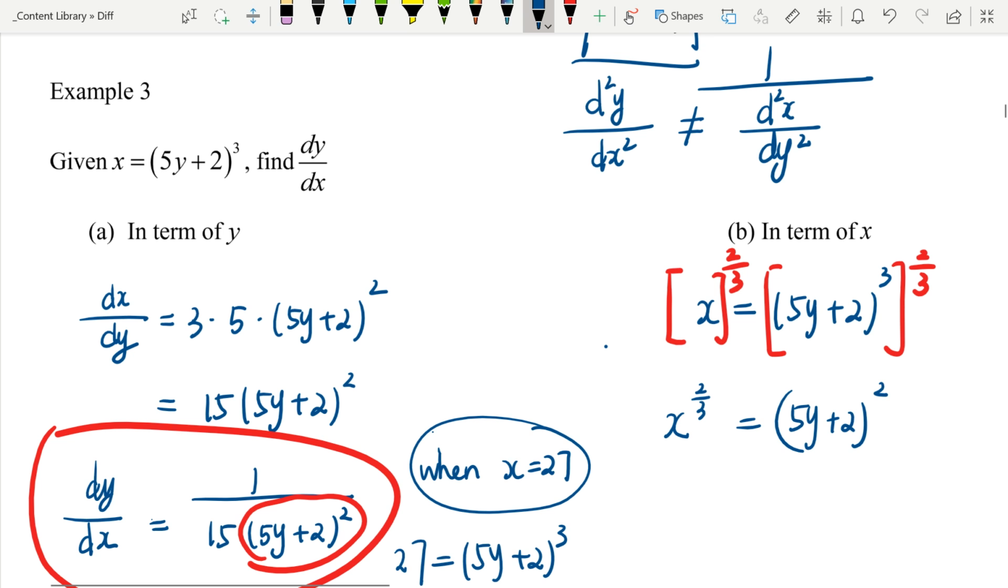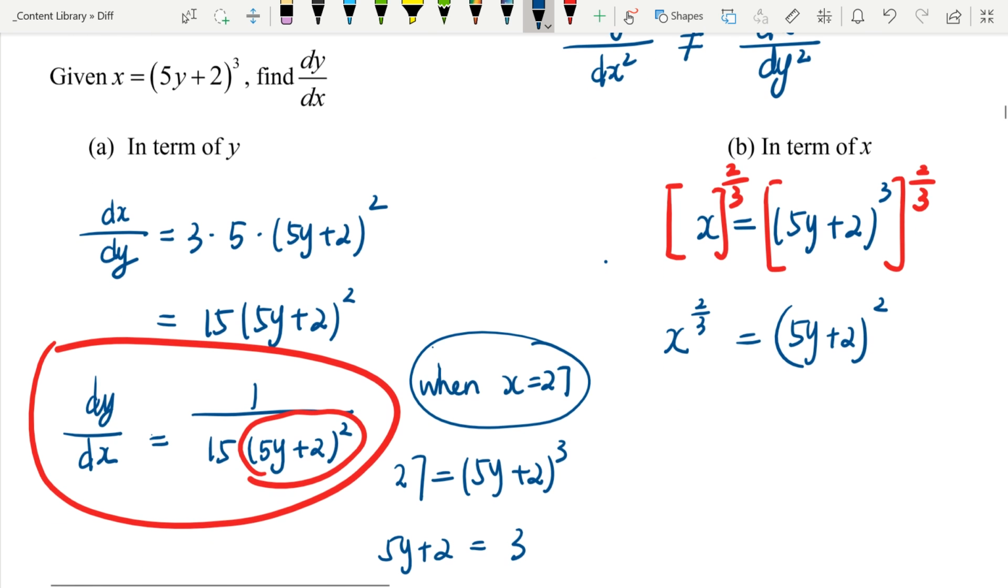I can rearrange to make y the subject, but it's just too hard to do that. It takes a long time, and I need to sub it back in. So dy/dx now is just 1 over 15 x to the power of 2 over 3. And if you want to put negative indices, you can do that as well.